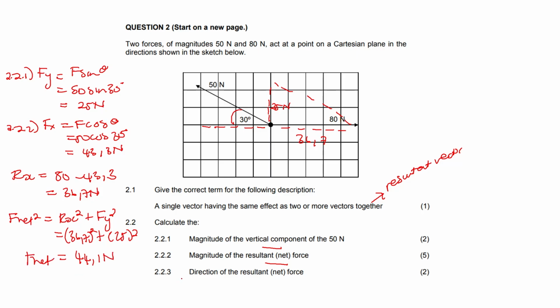And then the direction of the resultant net force, we take tan theta is equal to, SOHCAHTOA, opposite over adjacent. So the opposite is 36,7. The adjacent is 25. And we get theta alone to be 55,74 degrees. And that is the direction of the resultant net force.